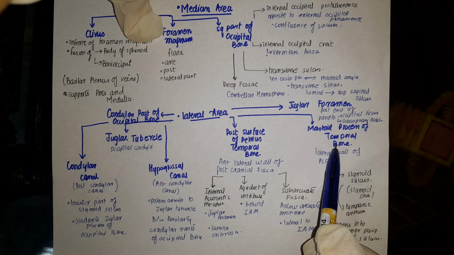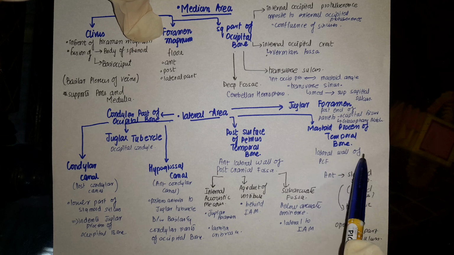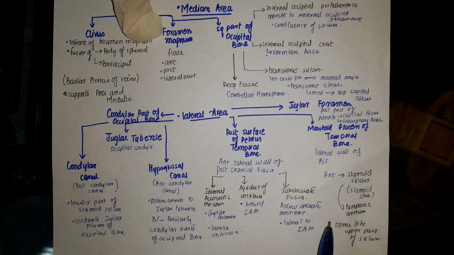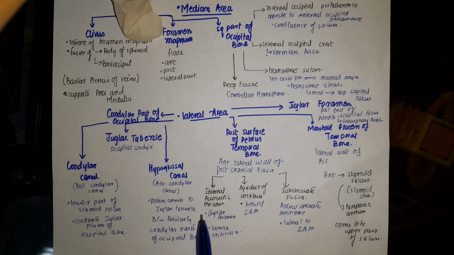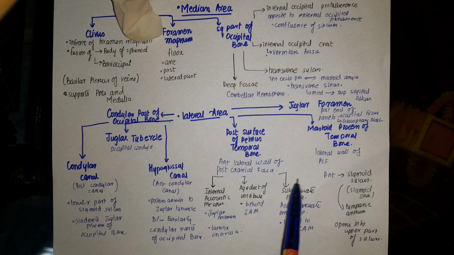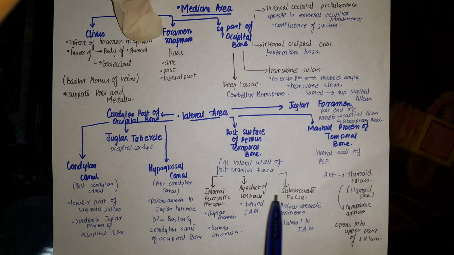The mastoid process of the temporal bone, as you can see, is in the lateral wall of the posterior cranial fossa and it is lodging the sigmoid sulcus. We are also done with this. Now the posterior part of the petrous temporal bone has the internal acoustic meatus, aqueduct of the vestibule and subarcuate fossa. We'll discuss it in a minute.